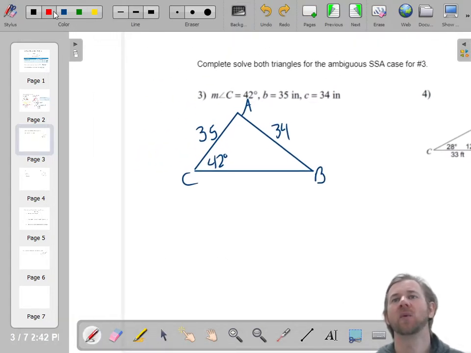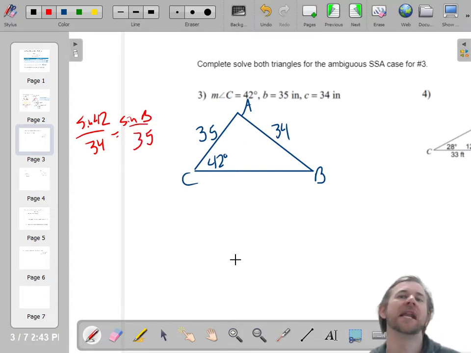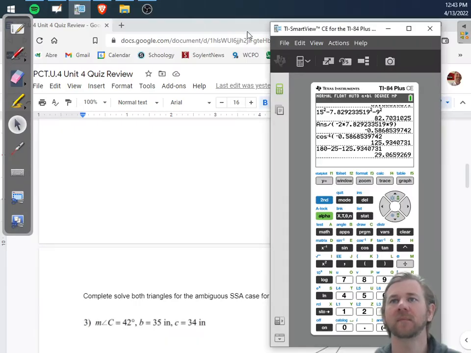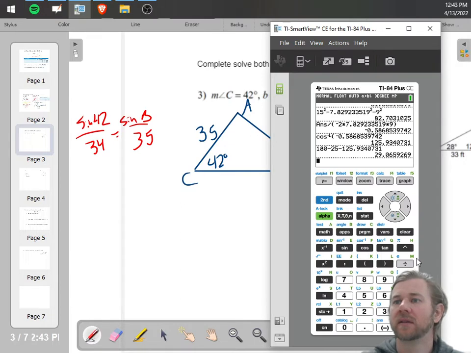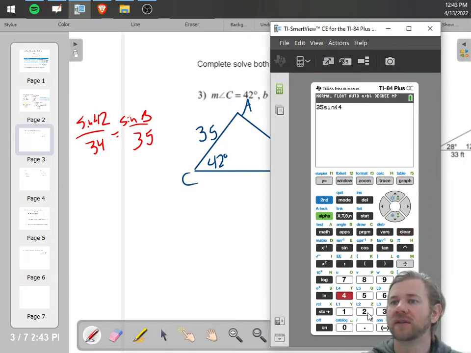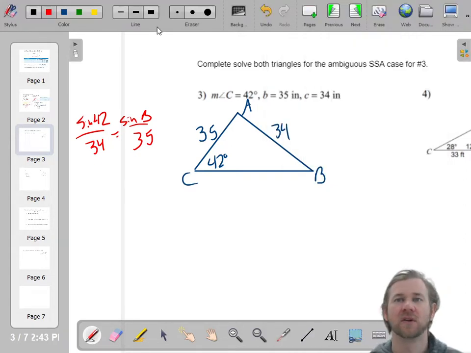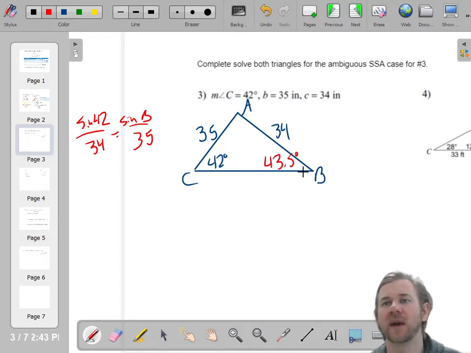For the law of sines, we're going to first have to find angle B, because even though we have an angle-side pair, we need to find angle B. So I'll say the sine of 42 over 34 is the sine of B over 35. Now I will cross multiply. So 35 times the sine of 42, divided by 34. Okay, that's the sine of B. Now I need to do inverse sine and get 43.5. So B is 43.5, the way I have it drawn right now.